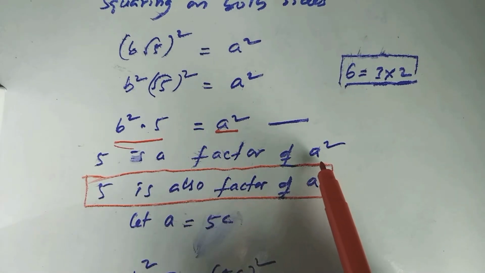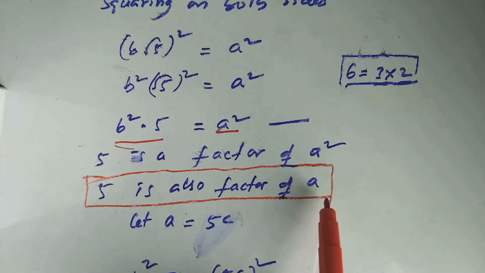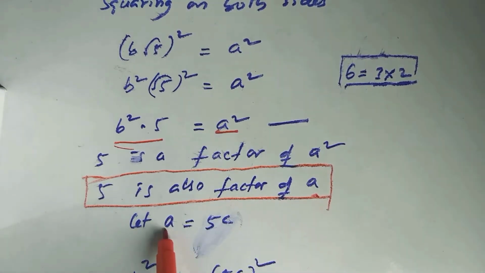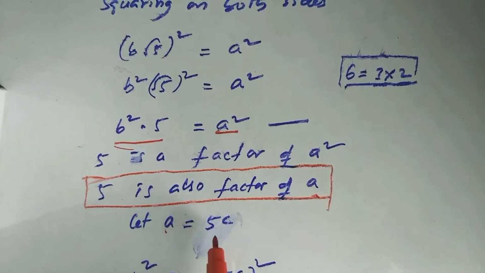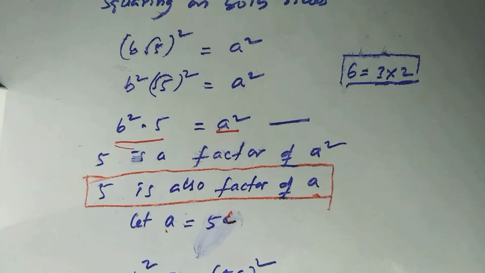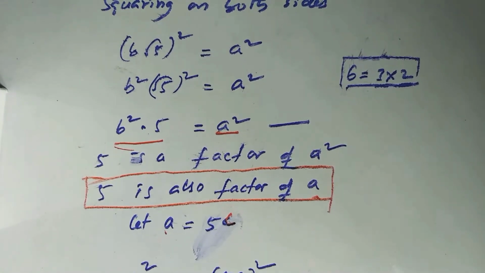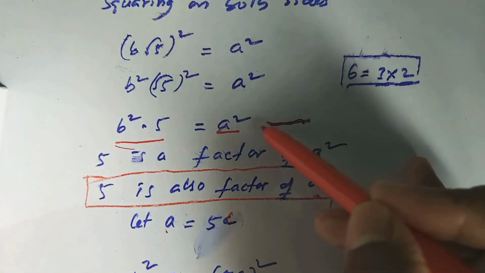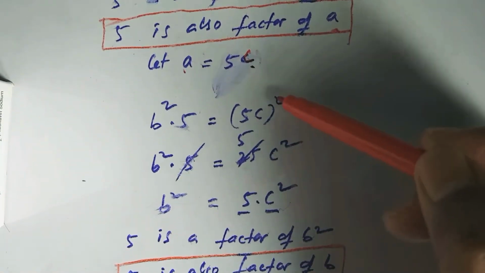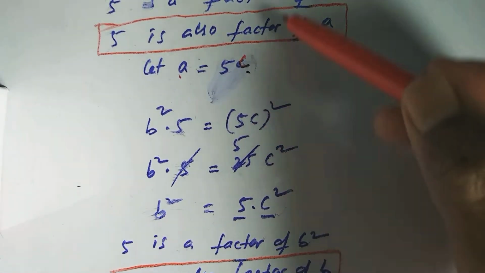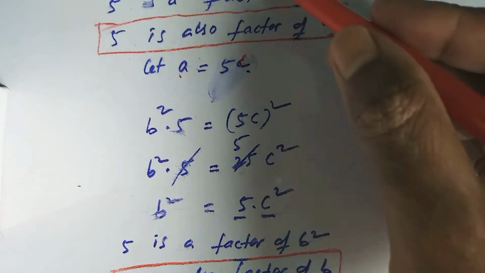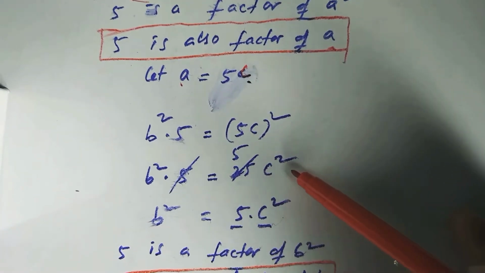If 5 is a factor of a square, then 5 is also a factor of a. So now I am taking a as some number, let me take a equals 5c. Clear? Now I am substituting a equals 5c in this place. Here a square is there, so here also the square will come, and it becomes 25 c square.